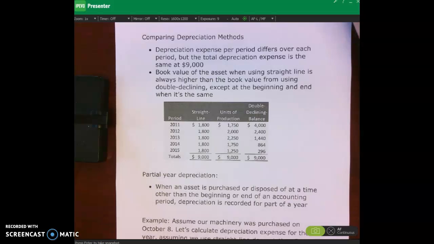Hello and welcome. In this lecture video, I'll be talking about comparing depreciation methods, partial year depreciation, and changes in estimates for depreciation, as well as reporting depreciation on the balance sheet, okay?